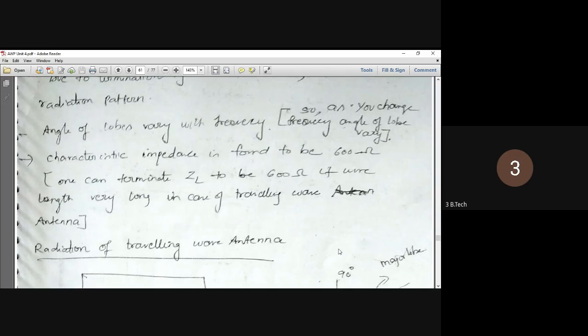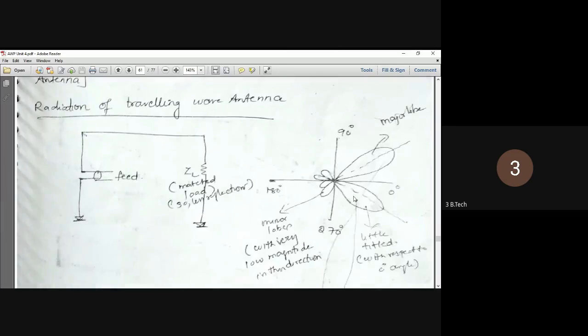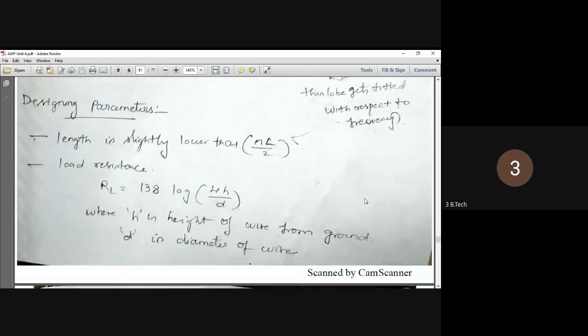So you are terminating here with a ZL value. The characteristic impedance is found to be 600 ohms. One can terminate ZL to be around 600 ohms. We are maintaining here that the length is very long in the case of a traveling wave antenna. Unidirectional radiation pattern is achieved. Earlier we studied the design parameters of the resonant long wave antenna, but when we come to the non-resonant long wave antenna, what are the design parameters that the antenna engineer should design?